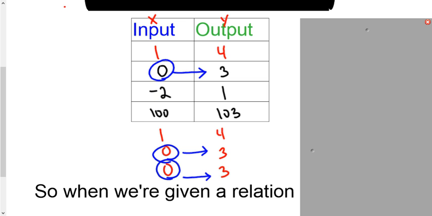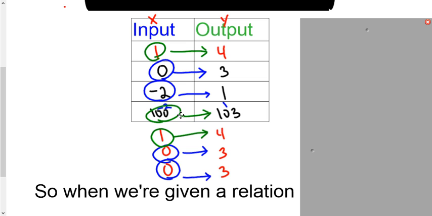What is the output for the -2? It's 1. And if I put a -2 in again, guess what? I'm going to get 1 again. And you can see where I put 1 in twice. What did it get? 4. I don't see 100 pop up again, but I'm going to assume that every time I put 100 in, I'm going to get 103. That's following a function rule.